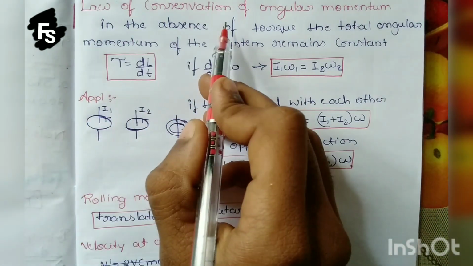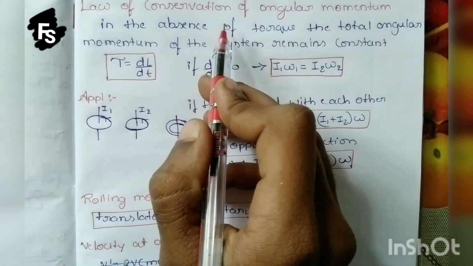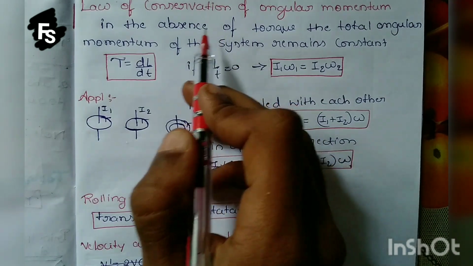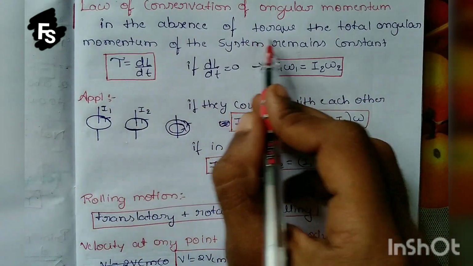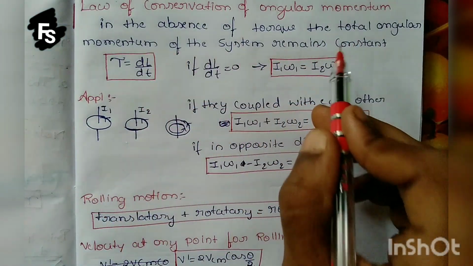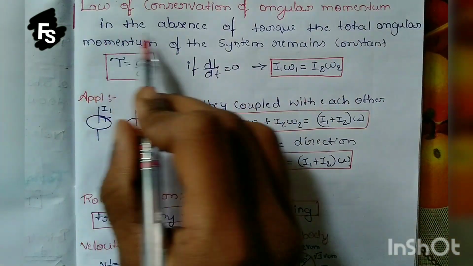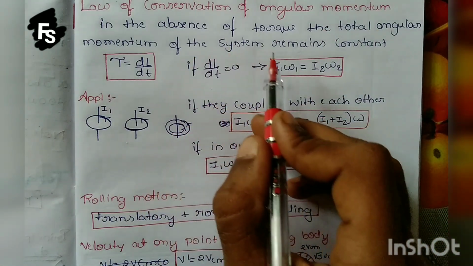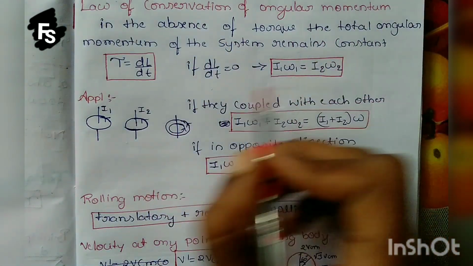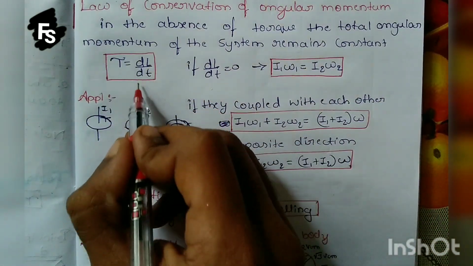Next, we come to the law of conservation of angular momentum concept. In the absence of torque, the total angular momentum of the system remains constant. Torque is equal to dL by dt.